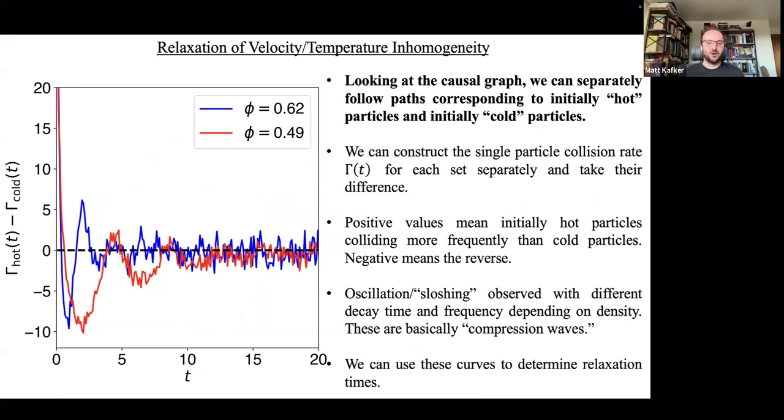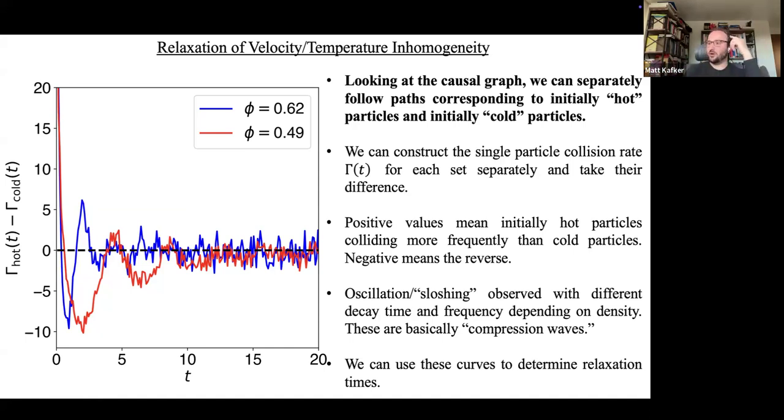A possibility which is motivated by the causal graph is we have all these particles, and what we do is we take the path associated with each one, we sort of pluck it out of the causal graph, and then we get the collision rates from that. So it's reasonable to divide the paths into two sets, one set being associated with the particles which we initially gave the enhanced velocity to, which we will call the hot particles, and the other set being associated with the rest of the particles, which were initially cold.